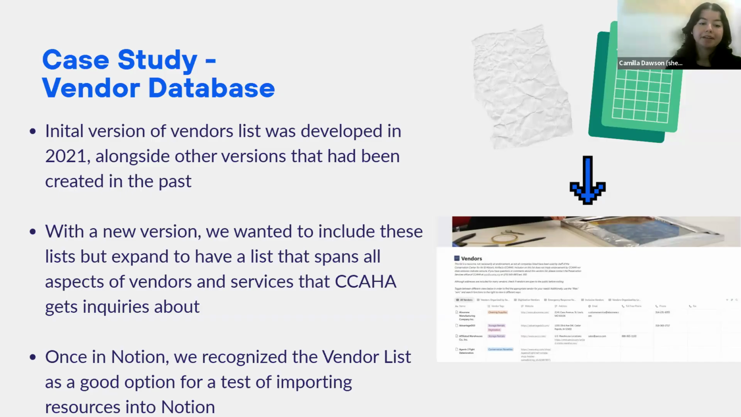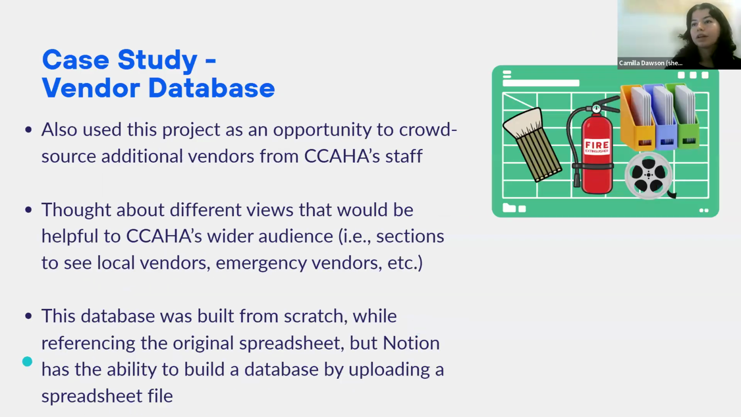Upon beginning to build the vendors list in Notion, I recognized that it would be a good opportunity to merge many separate vendor lists that had been floating around the center. Combining these lists would allow us to have one list that covers all the different services outside our scope that we're asked about. I also used this moment to crowdsource any additional recommendations from staff, places regularly recommended to clients that weren't formally written down, and places that we've collaborated with on projects in the past.